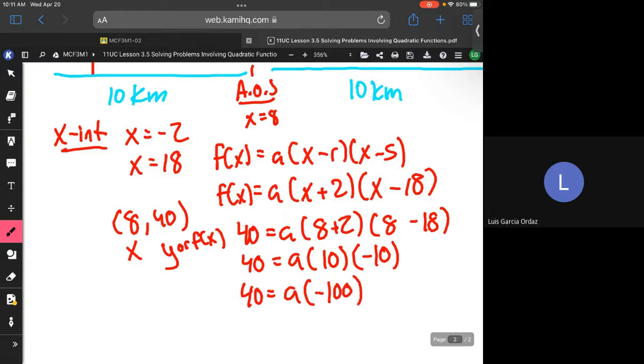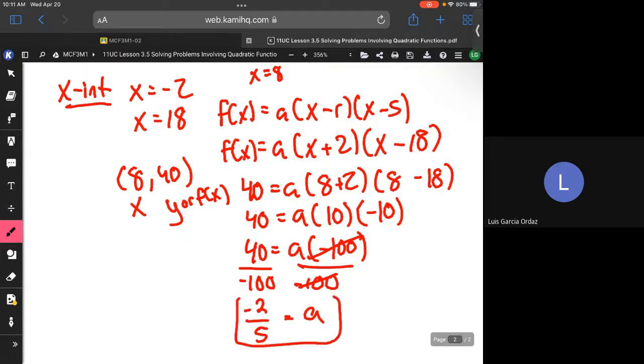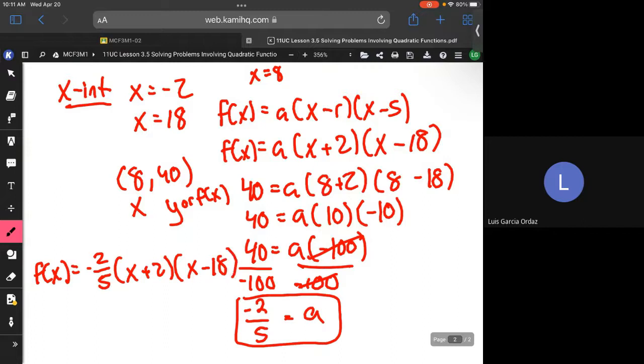Now because that negative 100 is attached to my a, how do I isolate for a? Divide by negative 100. So these go away, which means a is by itself. What's 40 over negative 100? What does that simplify into? Negative 2 over 5. Which means my whole equation is going to be f of x is equal to negative 2 over 5 times x plus 2 times x minus 18.